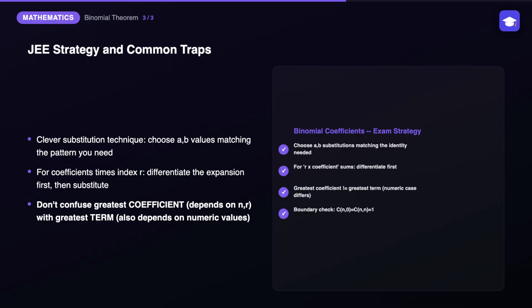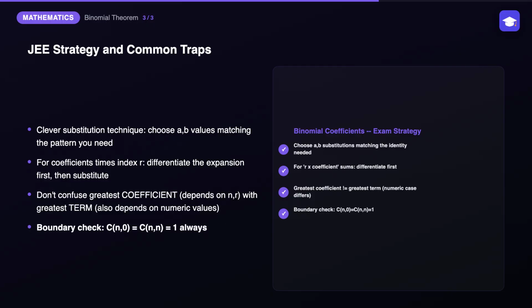A frequently tested trap involves confusing the greatest binomial coefficient, which depends only on n and r, with the greatest term in a numerical expansion like (2 + 3x)^10, which additionally depends on the actual numerical values substituted for the variables. These require different, distinct methods to find. Also remember that C(n, 0) and C(n, n) both always equal exactly 1. These boundary values are worth checking directly whenever verifying that a computed formula makes logical sense.